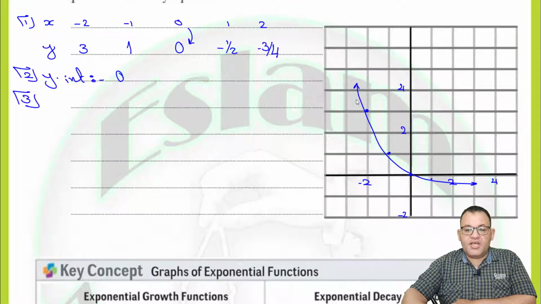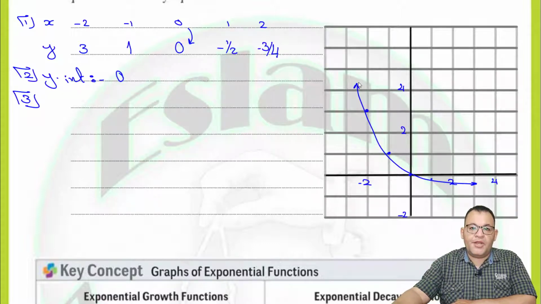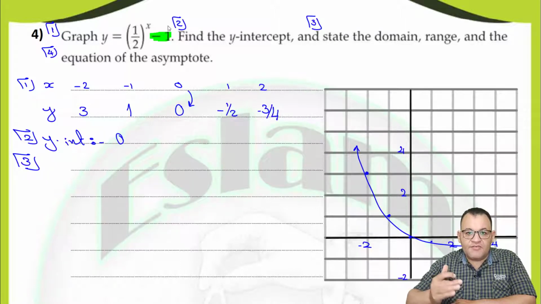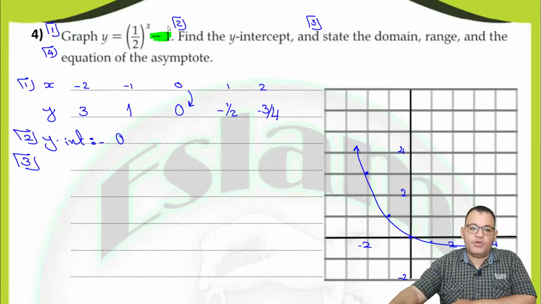Number 3. If you look at the graph, you will find that we have a transformation. The graph is going down 1 unit. How do we know that it's going down 1 unit? Because we subtract 1. If you subtract 1, it means the graph is going 1 unit down. If you add 1, it means the graph is going 1 unit up.